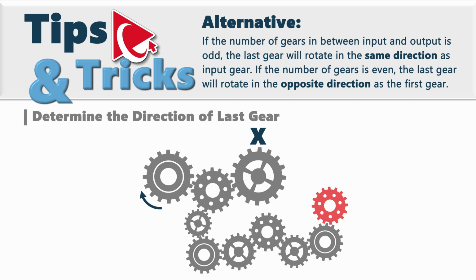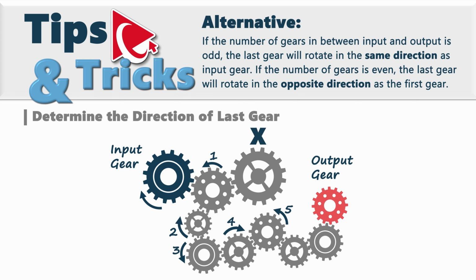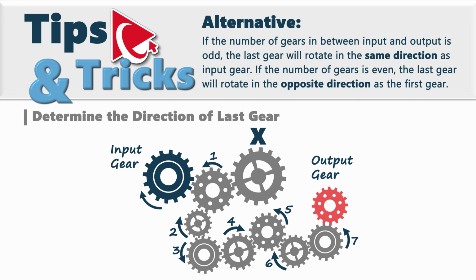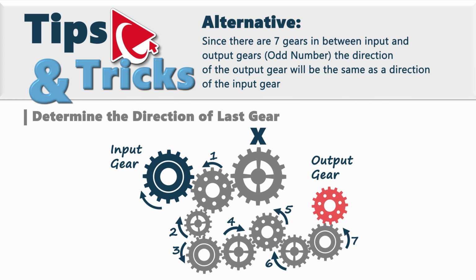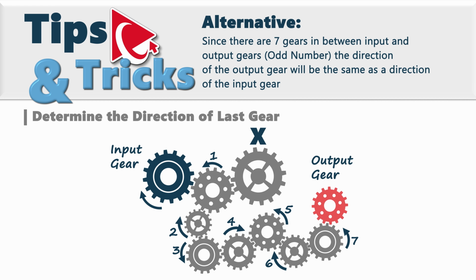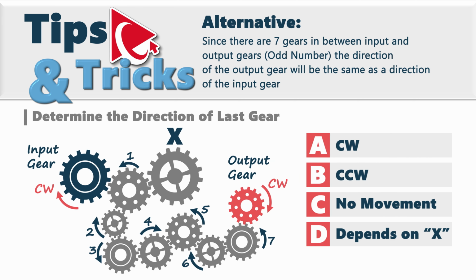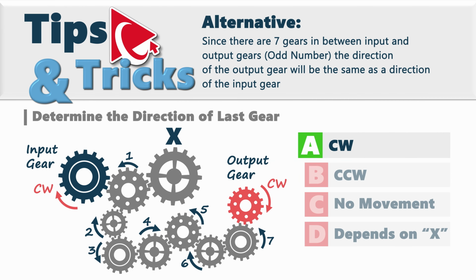Let's count the number of gears in between input and output. There are 1, 2, 3, 4, 5, 6, 7 gears. And since there are 7 gears in between input and output gears, which is an odd number, the direction of the output gear will be the same as the direction of the input gear. So the correct answer here is choice A, CW, clockwise.